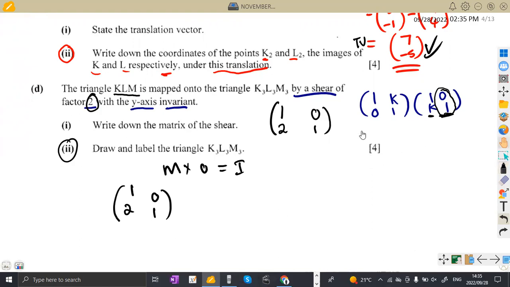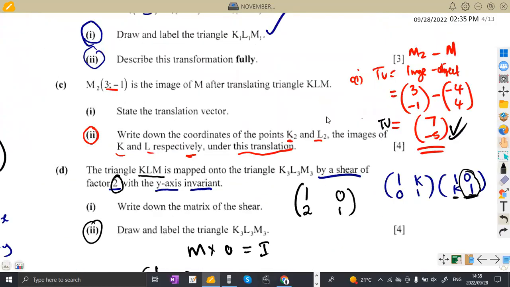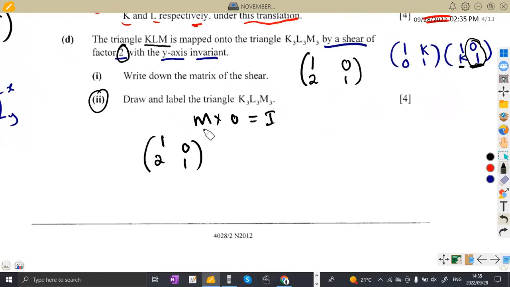So you go back and write these coordinates as they are, K, L and M, in that order. So we are going to have our K here, our L, and our M, but you just write them in matrix form. So our K, you write it in point form, and our K was actually -5, 3. Our L is -1, 2. Our M is -4, 4. So that's what you're going to have at this moment.